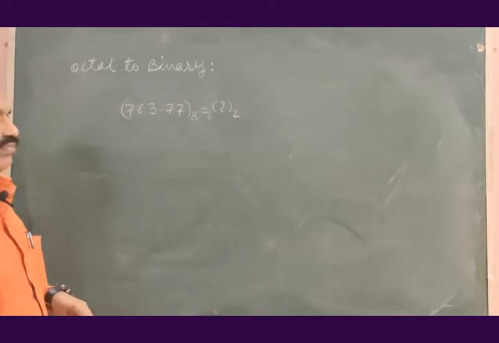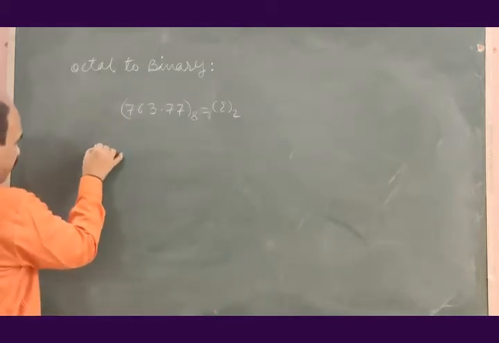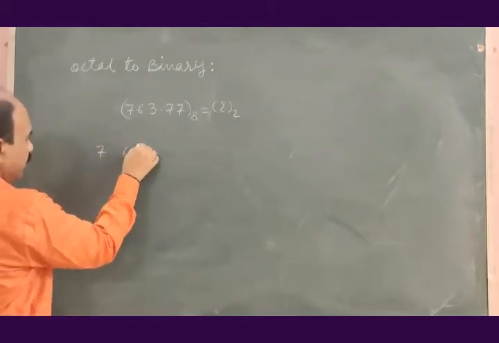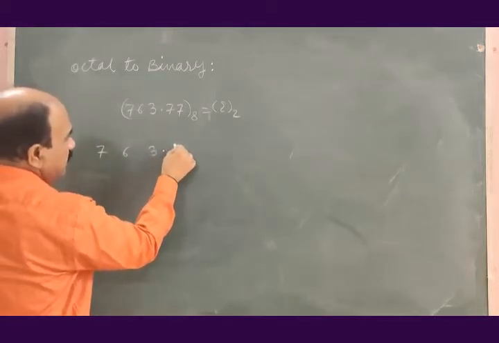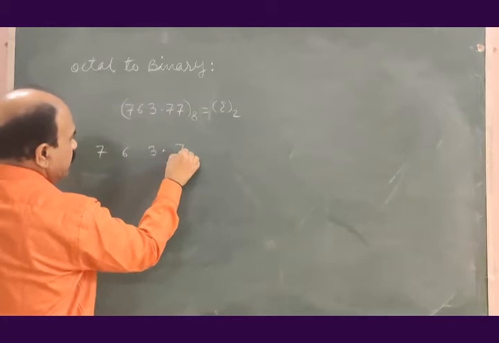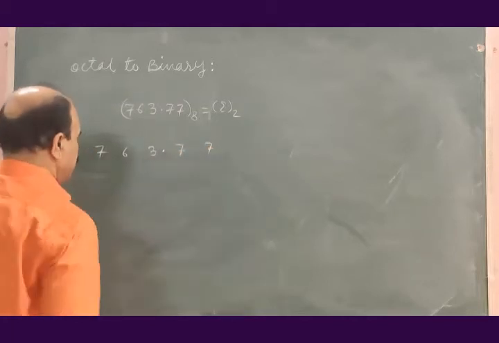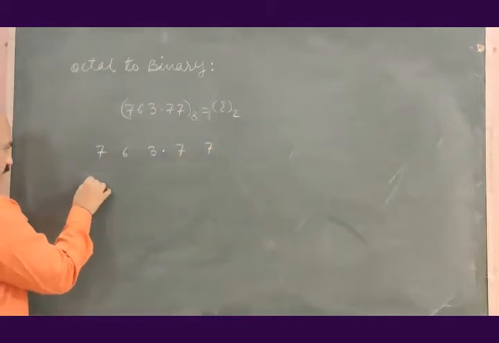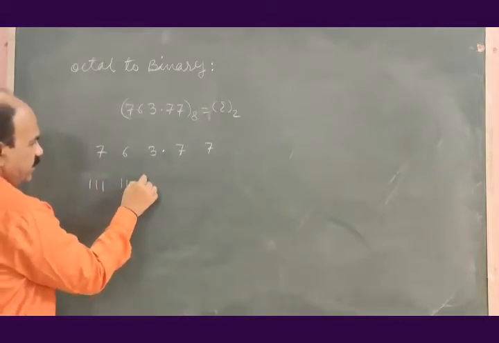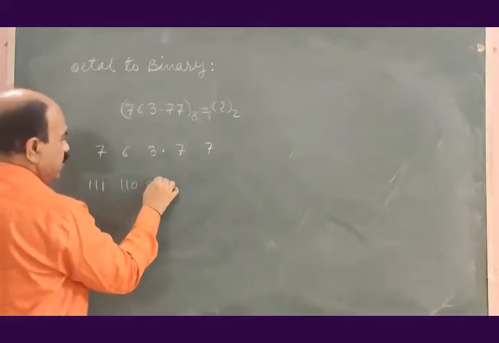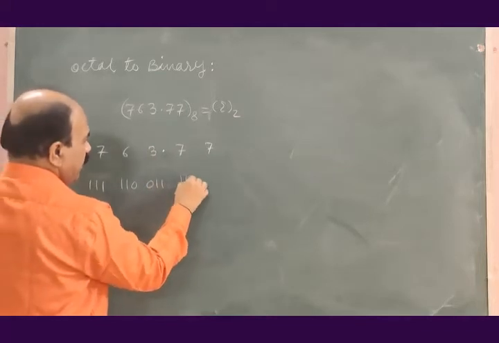Let us see how. Write 7, 6, 3, octal point 7, 7. What is 7 in binary? 1, 1, 1. What is 6 in binary? 1, 1, 0. What is 3 in binary? 0, 1, 1. 1, 1, 1.